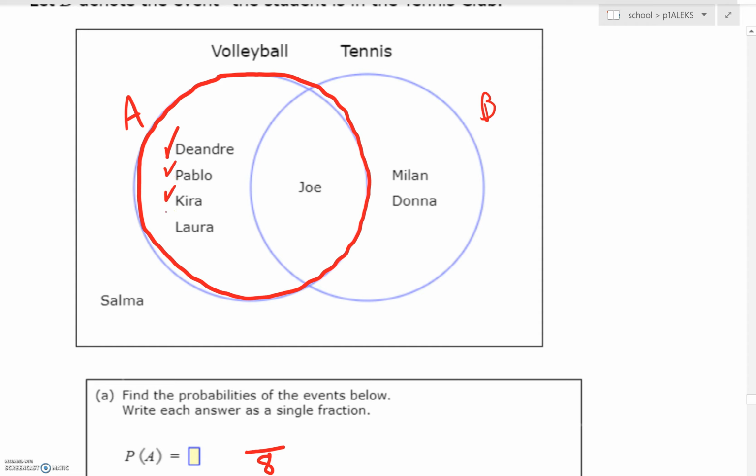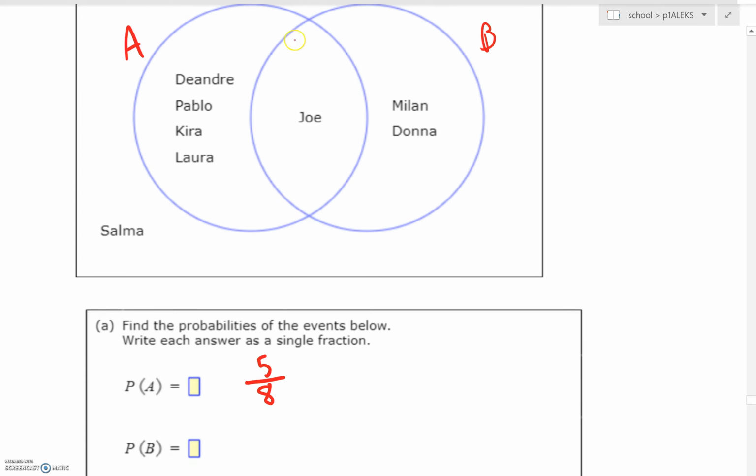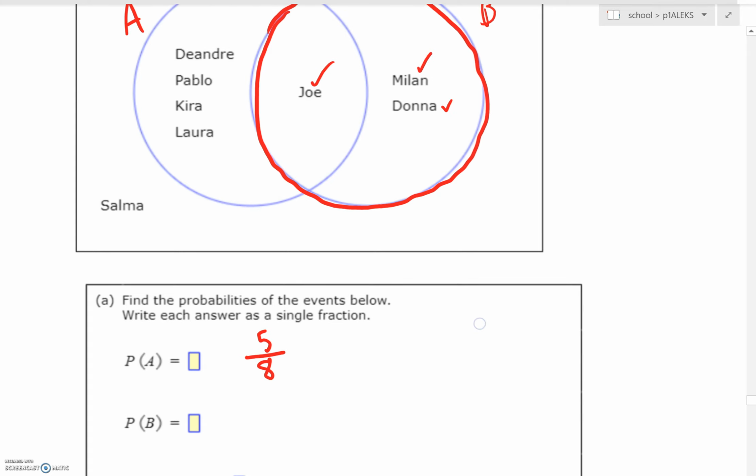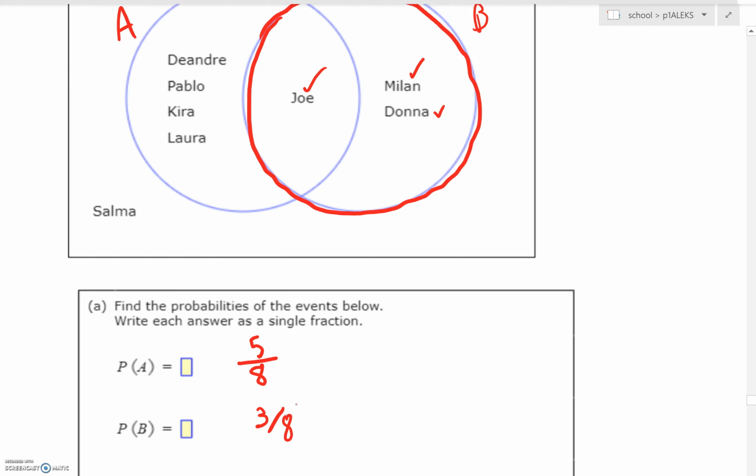You can count 1, 2, 3, 4, 5. As always, if you are able to, you should reduce a fraction. But here we cannot. We'll just leave our answer as 5/8. And then our focus is going to switch over to circle B. Circle B would be the tennis club. And it's a very different circle here. You can see inside that circle there is Joe, Milan, and Donna, 3 students out of a total of 8. What's the probability that randomly selecting a kid would involve that kid being in the tennis club? Well, that's 3 out of 8.